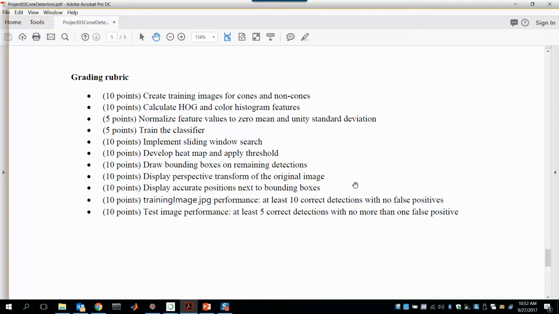Question? If it was possible, could we go to the lab and take more pictures than just a single cone? Sure. For training, you can add whatever more information you'd like. You can take lots more images. Go for it.